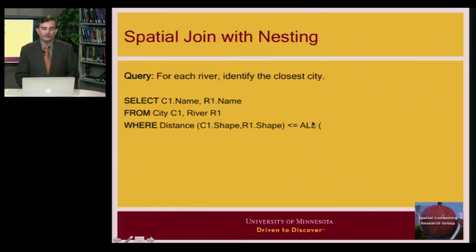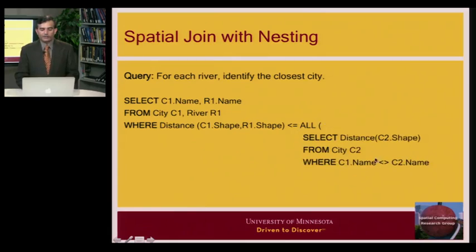And that predicate is tested through an inner query, which is essentially asking for this second part, and you take another copy of the city table, you take the distance of this city table to the river, we should have had a R1 dot shape here, and then you ask that this distance never is lower than the distance of the first city. So this quickly shows you a little bit of nesting.